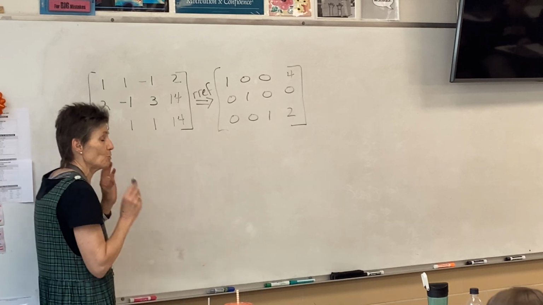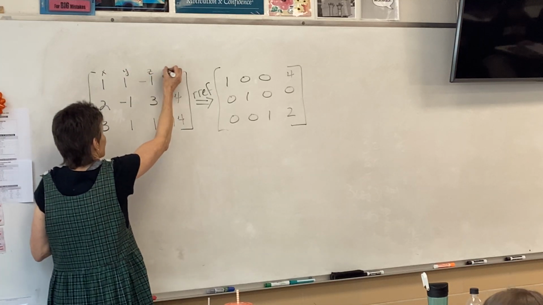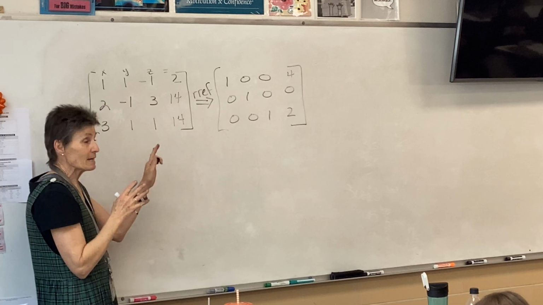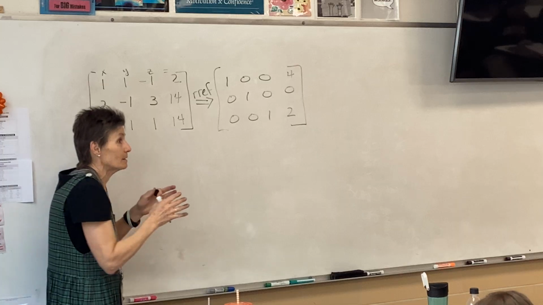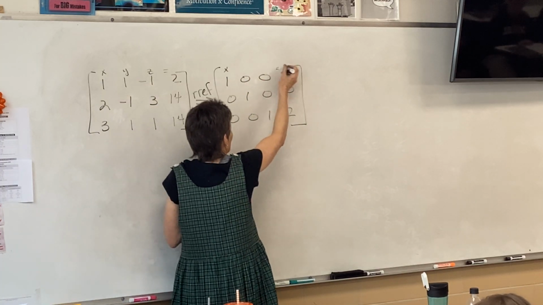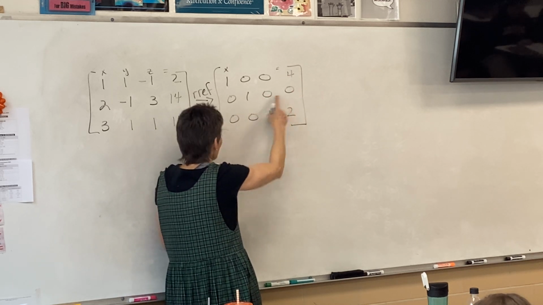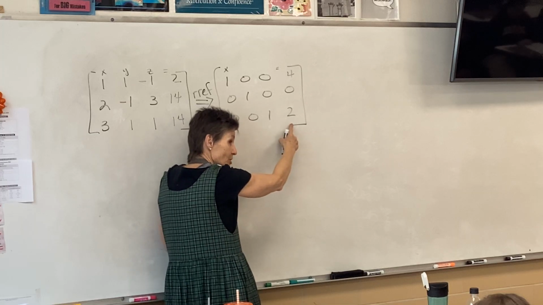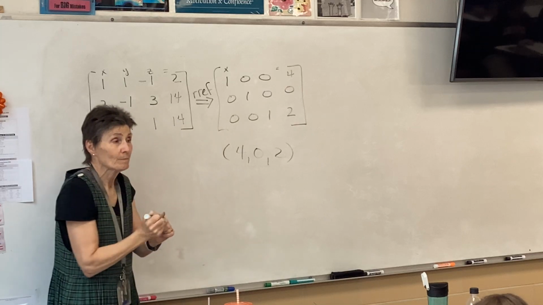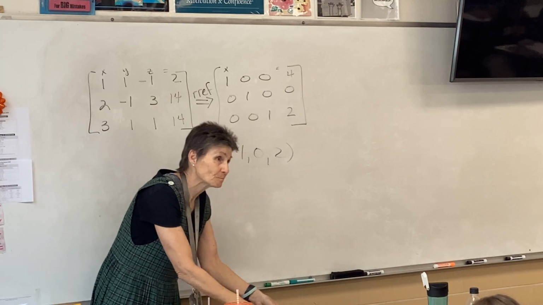Believe it or not, this gives me my answer. Because remember when you put the matrix in, these were X's, Y's, Z's, and equals. That's where those numbers came from. Now when they come out, it's the same thing. So this literally says X equals 4, Y equals 0, and Z equals 2. So my answer is 4, 0, 2. That is the answer to the system.